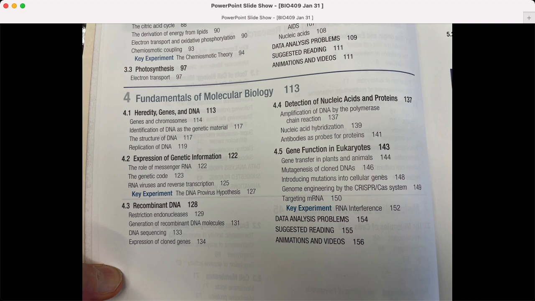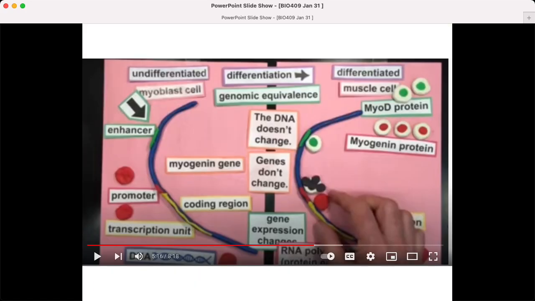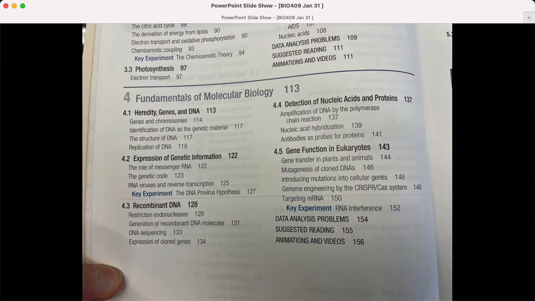Where we're at is today we're going to start getting into some of chapter 4. Let's see if I have any slides about chapter 4. So chapter 4 is really about these clay model videos. Chapter 4 is the foundation of molecular biology, and molecular biology is all about gene expression. So this is all hardcore molecular biology. When you start looking at chapter 4, it talks about genes and chromosomes, identification of DNA as genetic material, structure, DNA replication, role of mRNA, genetic code, and so on.